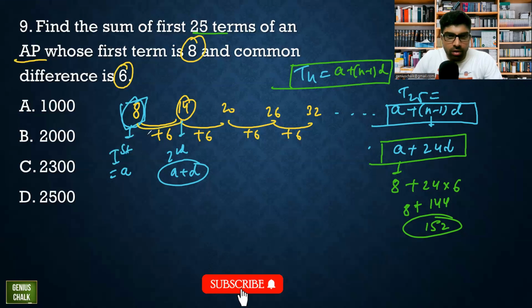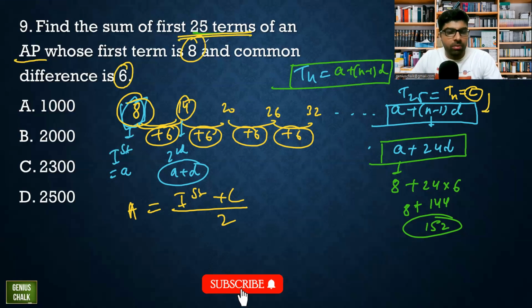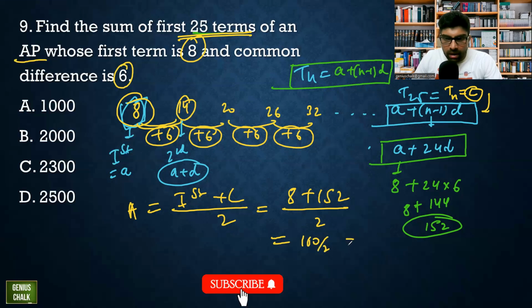Average for consecutive terms. Consecutive terms means the difference is the same. Average is defined by first term plus last term by 2. So here also, what is the first term and the last term? I can say this is Tn, and this is also called L. I'm not going beyond 25 terms, so this is considered to be the last term. So what is the average here? 8 plus 152 by 2, that is 160 by 2, and that is going to be 80. So guys, 80 is my average.